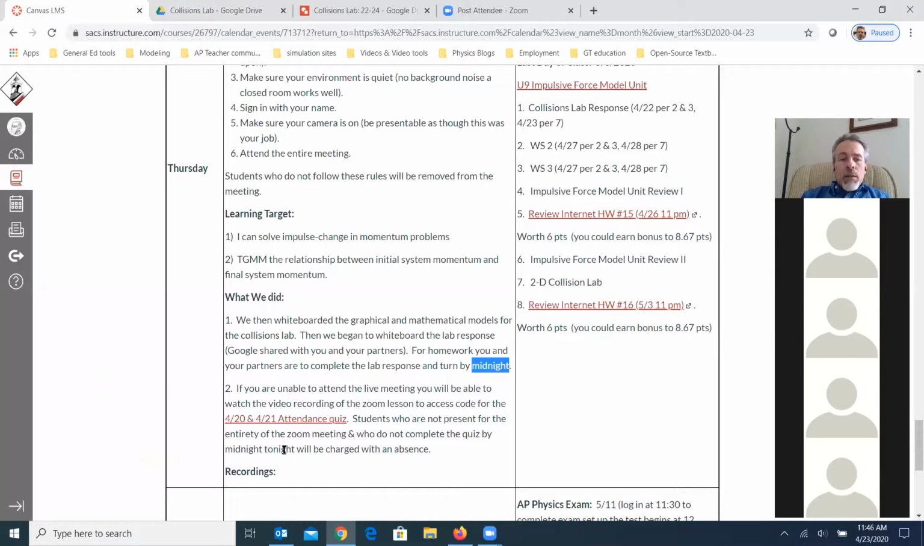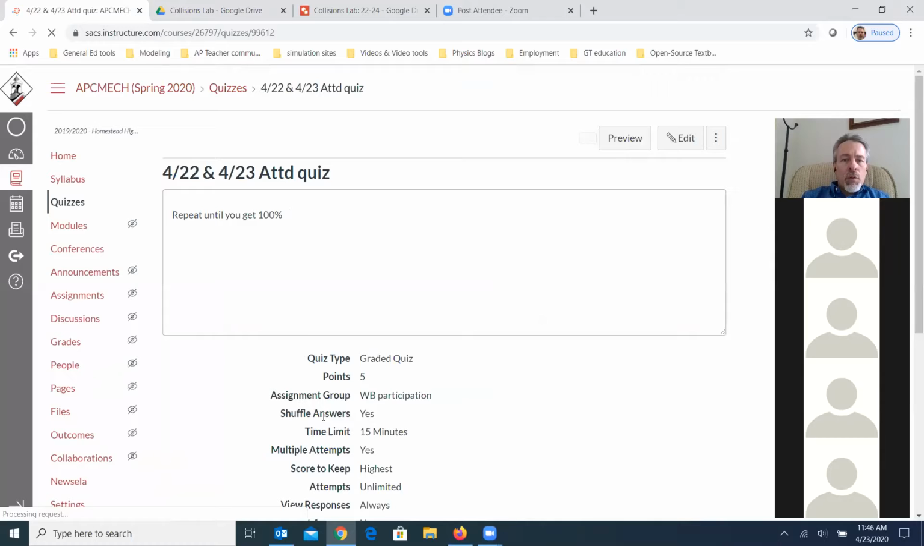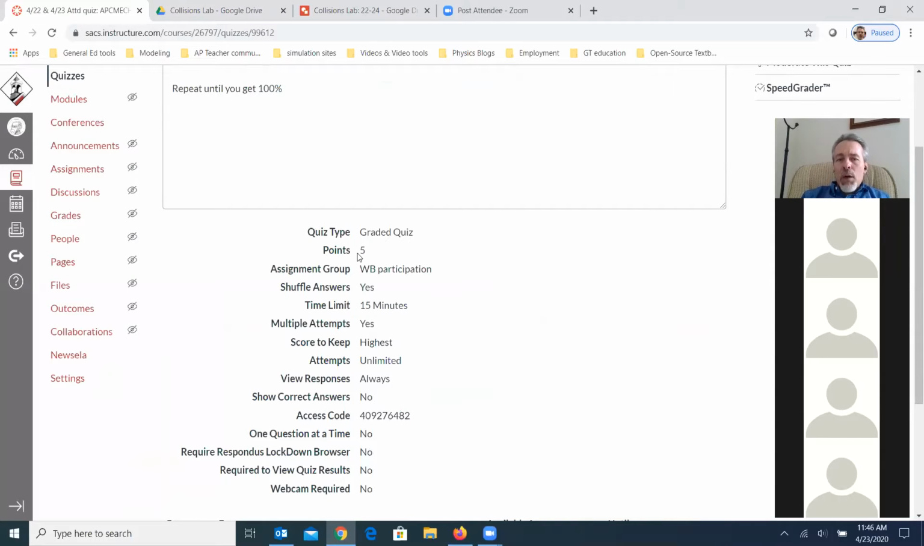Okay. There's also a quiz, and I want to show you the access code for the quiz. It's just 5 questions. These questions are just over the lab, like what was the relationship and what does elastic collision mean and that kind of stuff. The code is 409-276-482. 409-276-482. So let me stop sharing.